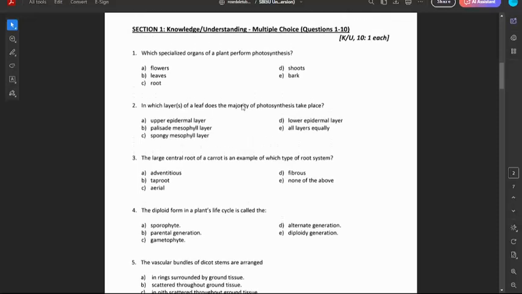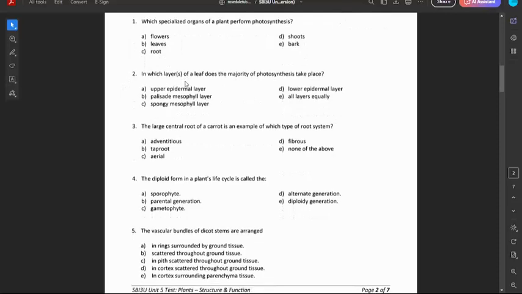Which specialized organs of a plant perform photosynthesis? Right away, we know that the part that is green has the most chlorophyll. Right here, leaves. That is the only right answer because it's very green, therefore it has chlorophyll. What does chlorophyll do? Chlorophyll performs photosynthesis.